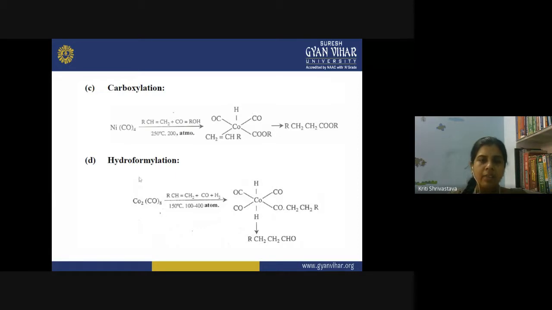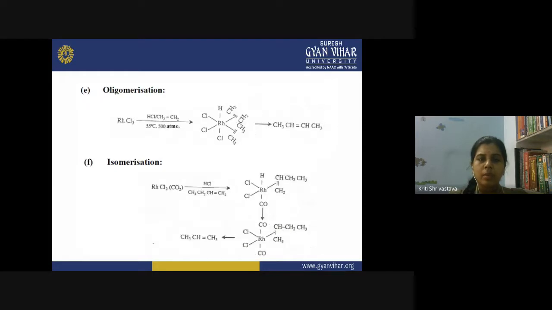And similarly, we have the hydroformylation reaction. In the hydroformylation reaction, again the alkene molecule is inserted. It is getting attached with one of the carbonyls, and then the HCO group is transferred to the alkene molecule. So this is the formation of a hydroformyl, or you can say an aldehyde group inserted over the alkene molecule.